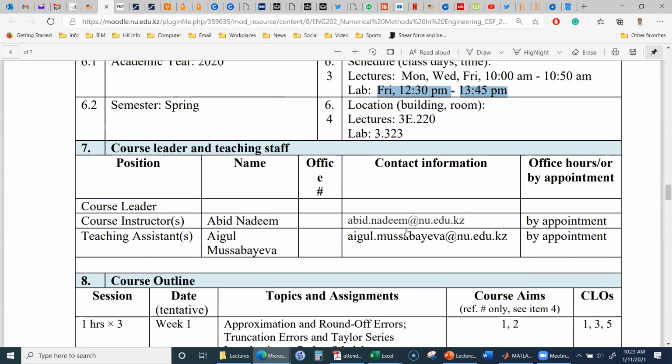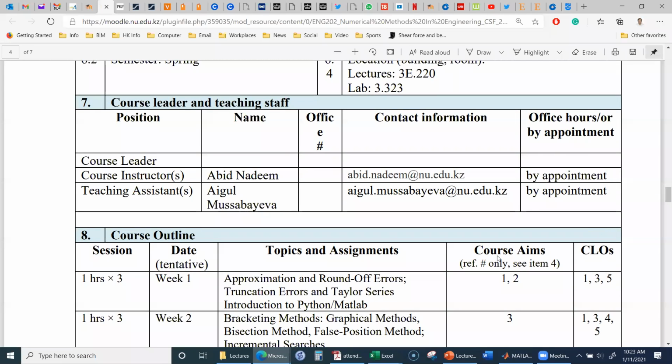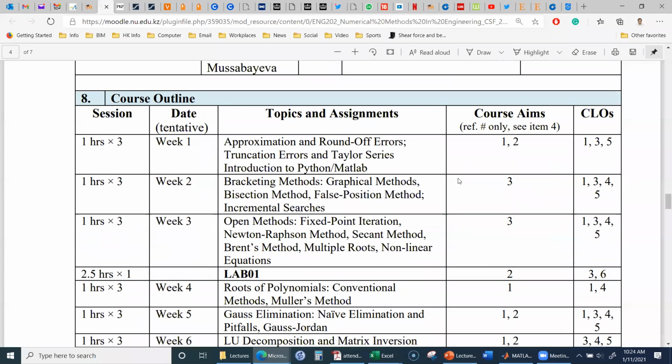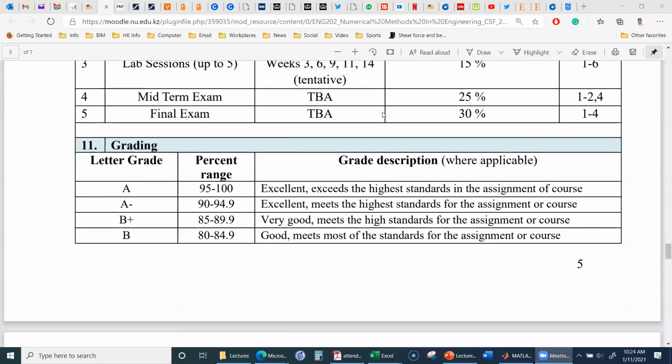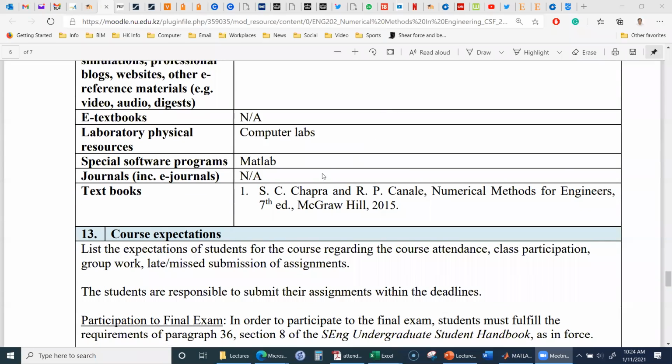Okay, and the course instructor and the teaching assistants, the contacts are here, and I think up to now there is some main issue about the book. The library has still not made available the book. The book will be, okay, let me go to the book. What is the book? This is the book, okay?